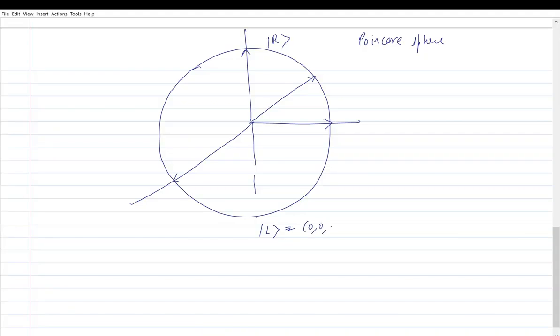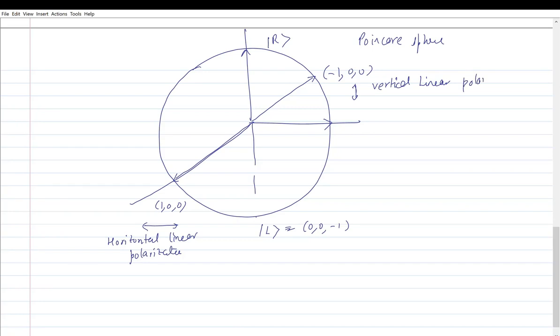On the sphere, it's 0, 0, minus 1. In what was the x-axis, you have minus 1, 0, 0, and 1, 0, 0, which is going to be linear polarization, horizontal linear polarization, and this was a vertical linear polarization.